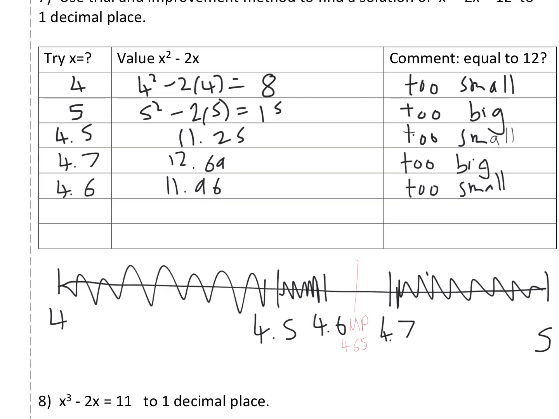Okay, I can't emphasize enough, you need to do this to get the final 2 marks. So if we choose the midpoint, 4.65, that gives you 12.3225. Now that number is too big.